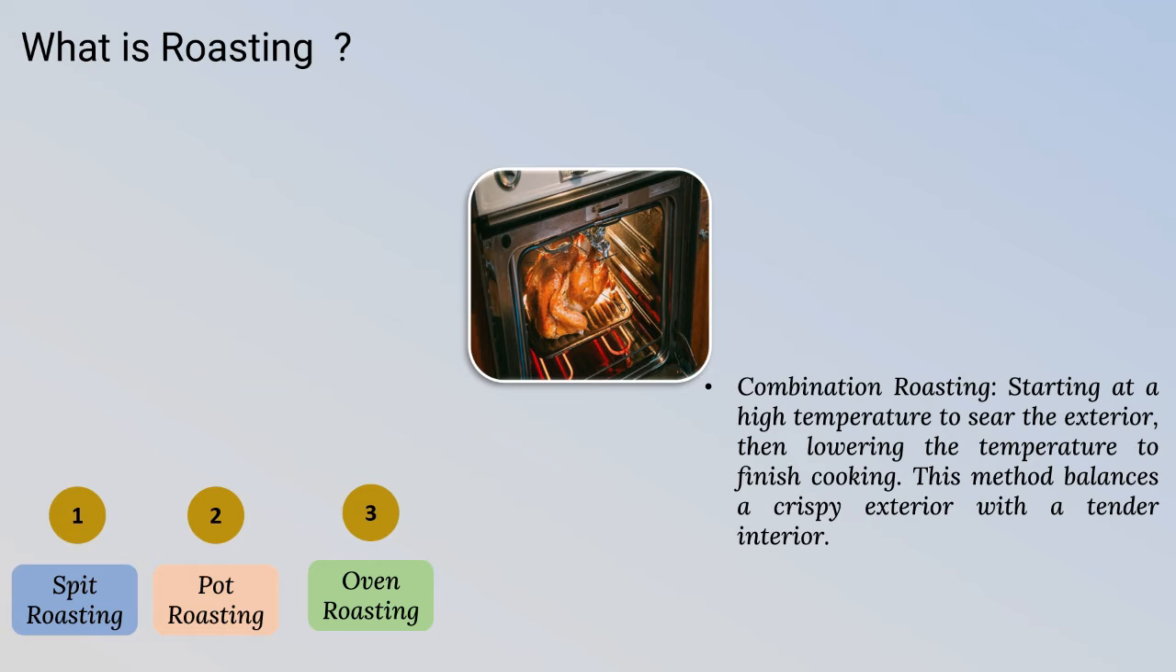Searing is basically sealing the meat from all the sides by the application of heat so that the meat is not going to lose any kind of juices. Not majorly. There will be some loss, but not a major loss of juices. And once that is done, then lowering the temperature to finish the cooking.